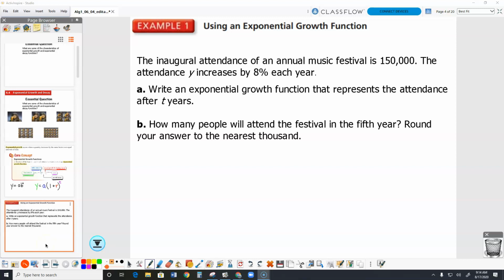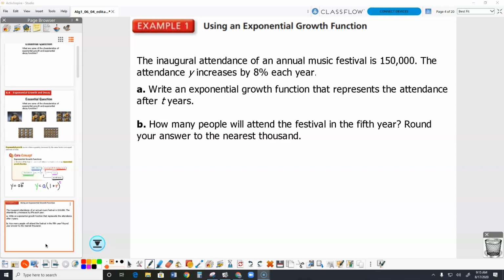I am in your textbook on page 314. This is example 1. The inaugural attendance of an annual musical festival is 150,000 people. So that means that the very first time they had this music festival, 150,000 people showed up. The attendance, y, increases by 8% each year. Write an exponential growth function that represents the attendance after t years.